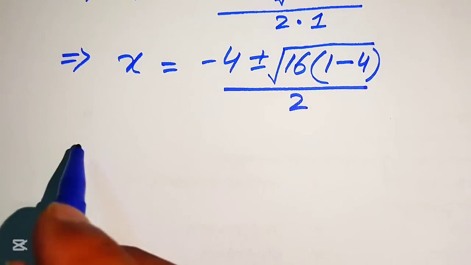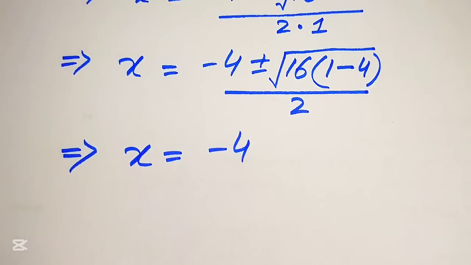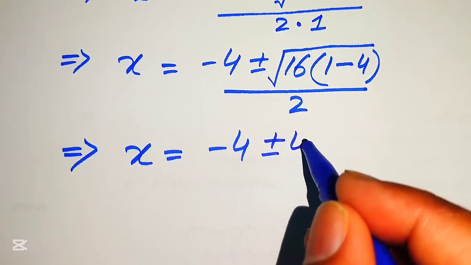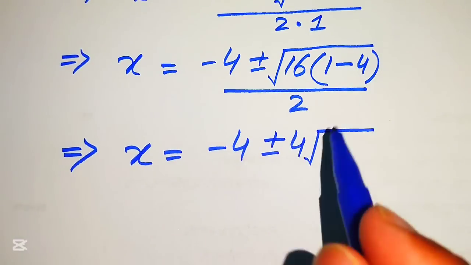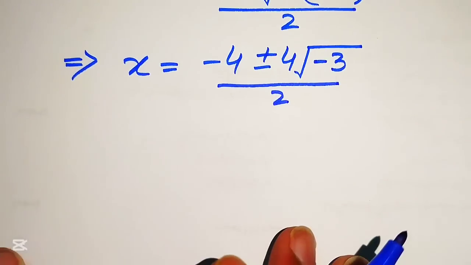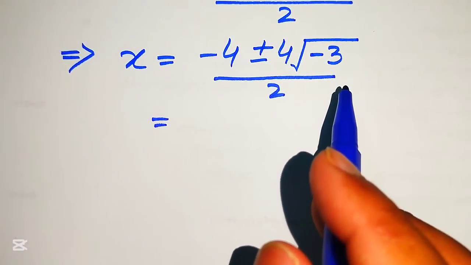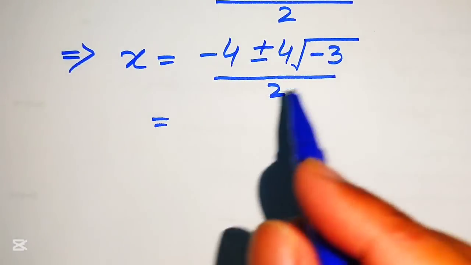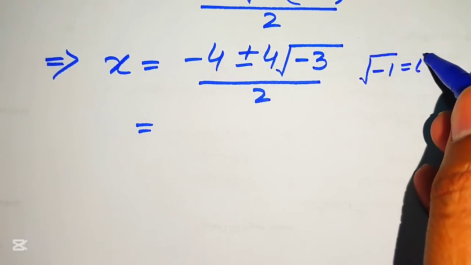And now in the next step we need more simplifications, and it will be written as x equals minus 4 plus minus, here you see that the square root of 16 is equal to 4, so we write 4 times the square root of 1 minus 4, and we know that 1 minus 4 equals minus 3, divided by 2. Now when a negative sign appears inside the square root, this term becomes in the form of iota, because the definition of iota is that the square root of minus 1 equals iota.